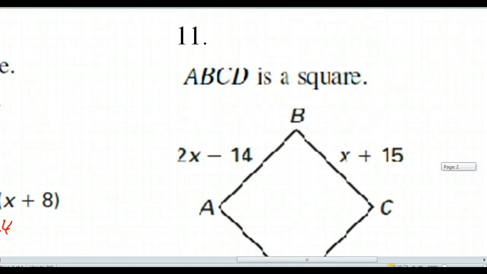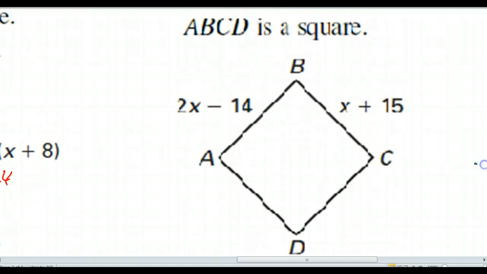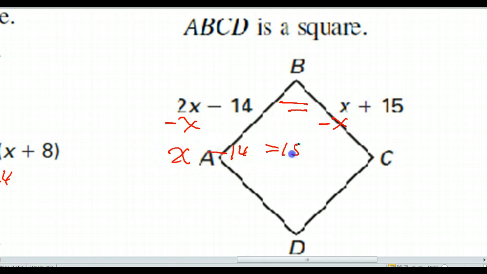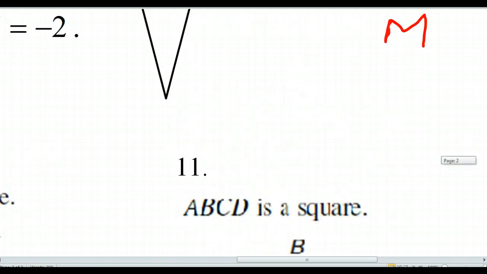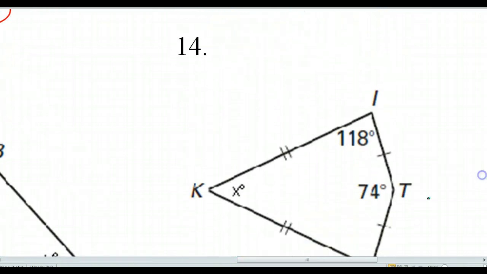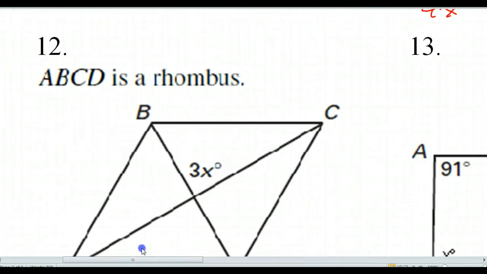This one is a rhombus, a square. Well, okay, square is a rhombus. I wasn't wrong. The point is, these sides, even though they're consecutive, should equal each other. So these are equal. Subtract x from both sides. That's just going to leave me with x minus 14 equals 15. Add 14 to both sides. That's going to give me x equals 29. All right, that was number 11.